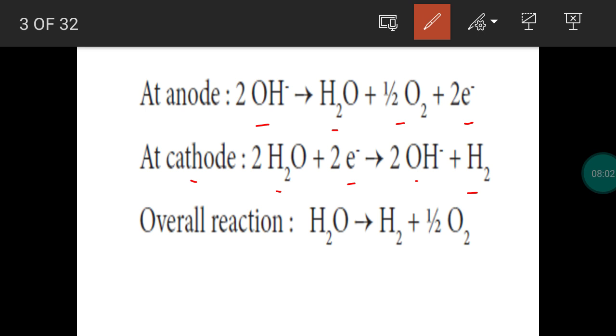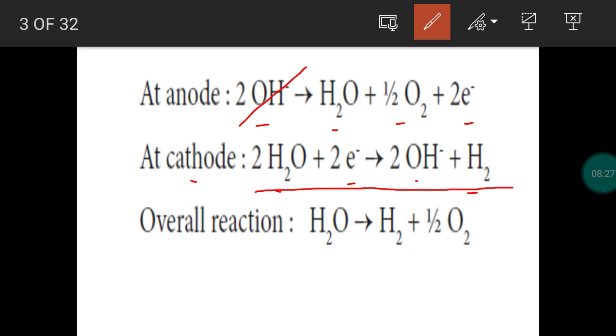Now we can write the overall reaction. We have the oxidation reaction at the anode. We have the reduction reaction at the cathode. Let me write the overall reaction. So we have to strike out the similar terms on both sides, the reactant side as well as the product side. The similar terms will be struck out.